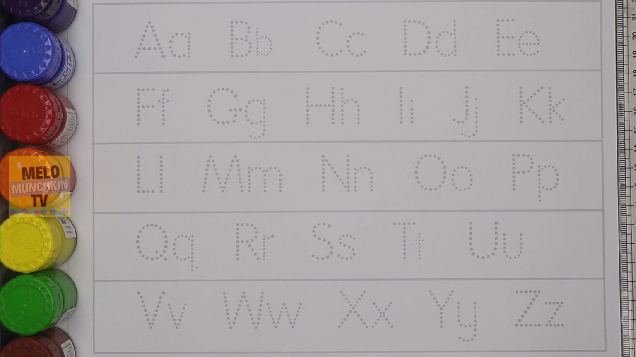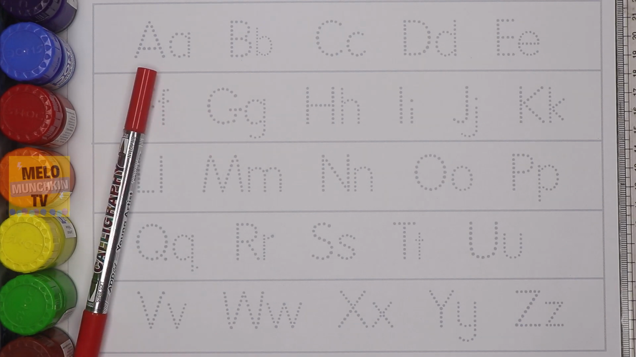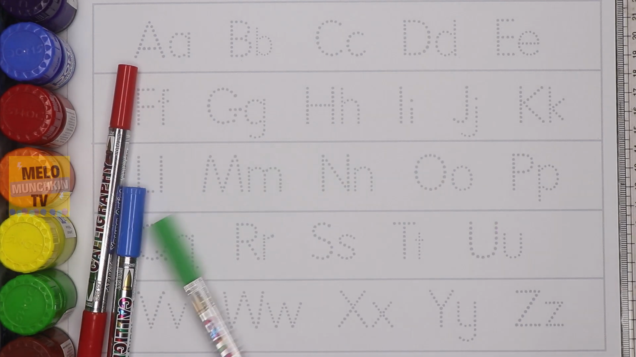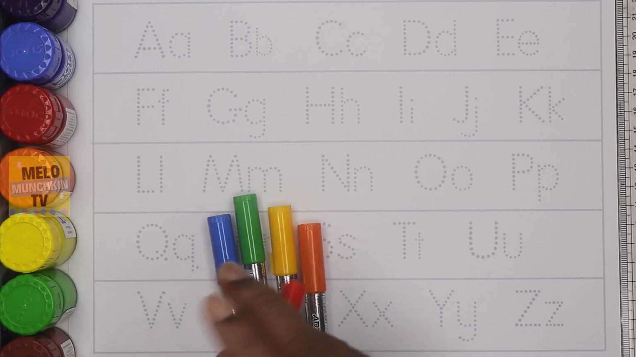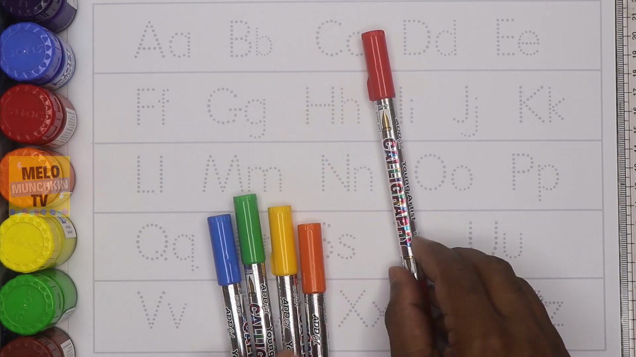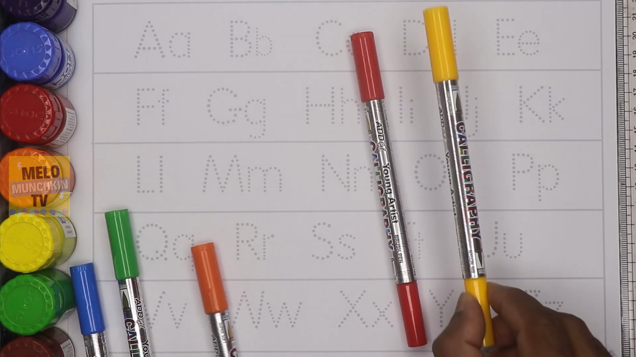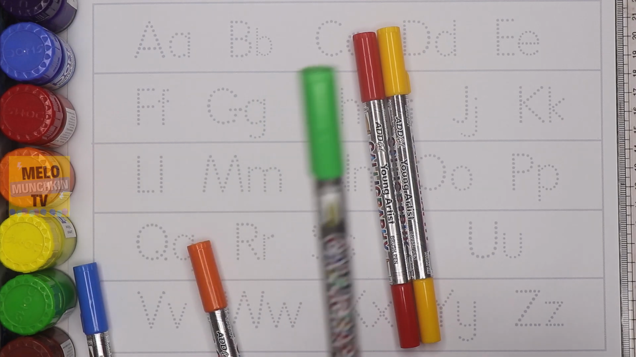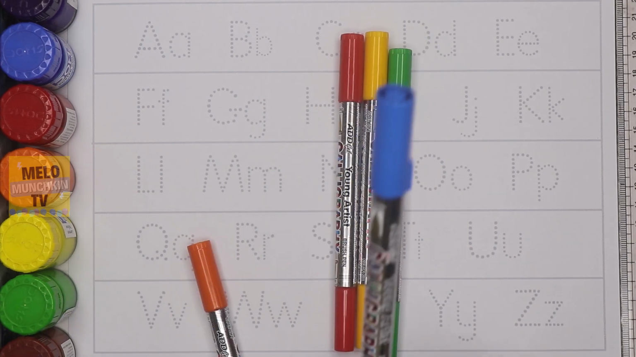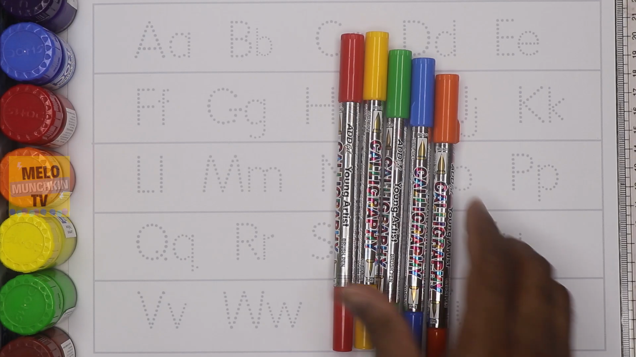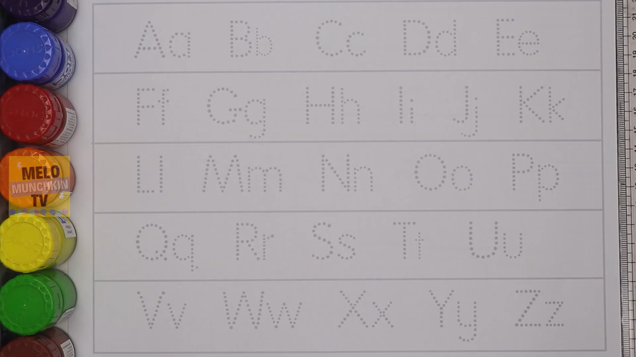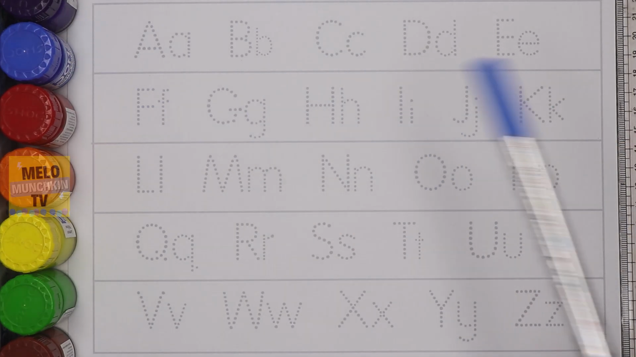Okay? So to write these alphabets we'll take 5 colors. 1, 2, 3, 4 and 5. Red color, yellow color, green color, blue color, orange color. Okay? So let's start. So first I'll take blue color to write the first line.